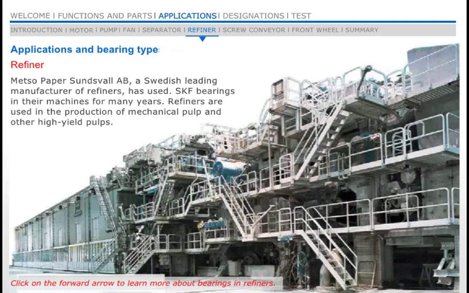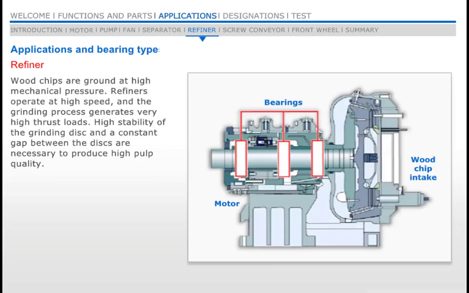SKF bearings can be used in refiners in the production of mechanical pulp and other high-yield pulps. In the process, wood chips are ground at high mechanical pressure between a stationary disc and a rotating disc, which is powered by an electrical motor. The shaft between the motor and the grinding discs is supported by 3 bearings.